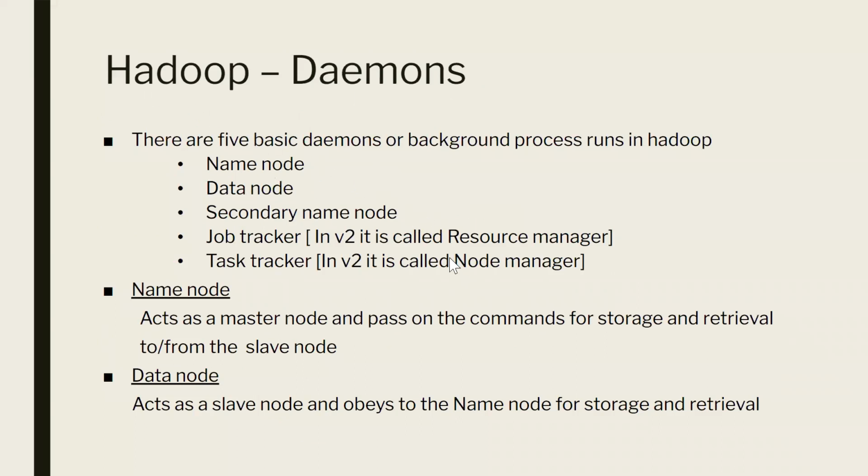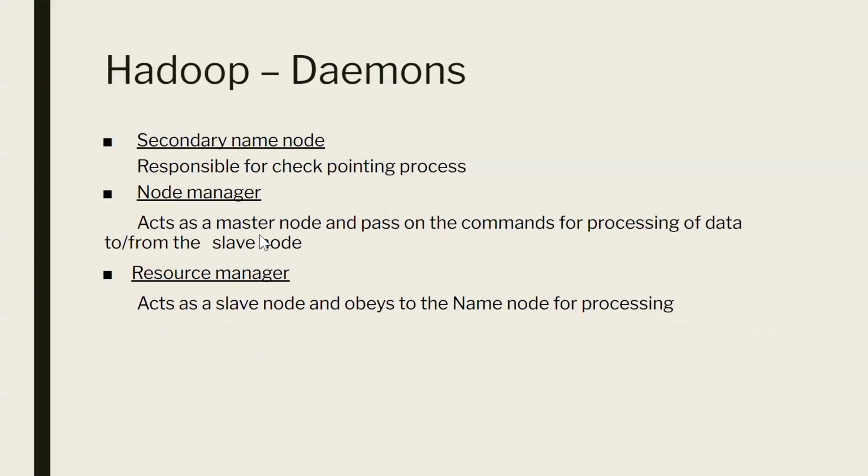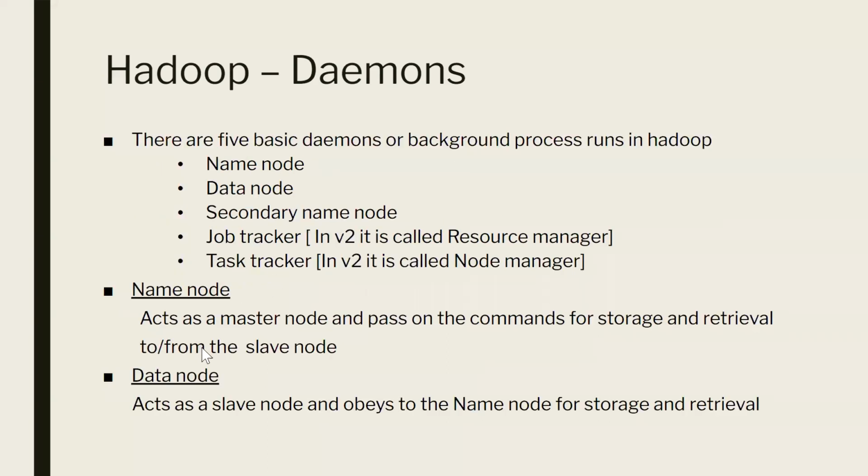So the Hadoop daemons that we are talking about, these are the components. Daemons are nothing but the processes that work in the backend of a Hadoop system. Name node, data node, secondary name node, job tracker, task tracker. In V2 the job tracker is called resource manager, and the task tracker is called node manager. So I hope everyone is now good with the terminologies. If someone says job tracker, you know what they're talking about. If someone says task tracker, you know what they're talking about. Name node, data node. Any questions?